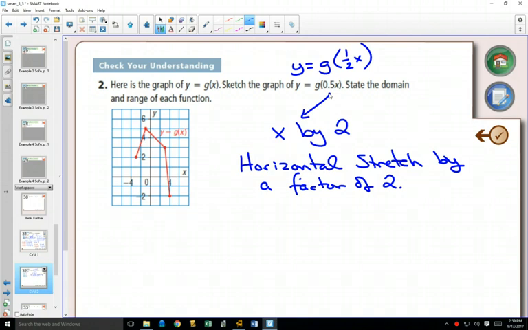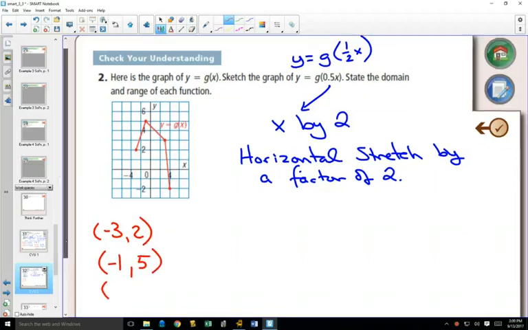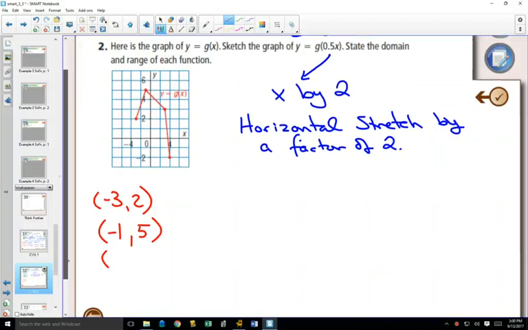Can you see that this graph has 4 key points? So you would choose those 4 key points. I'm going to label them from left to right. So we've got -3, 2. Again, be careful with the scales on this graph. We've got -1, 5. 3, 3. And 4, -2.